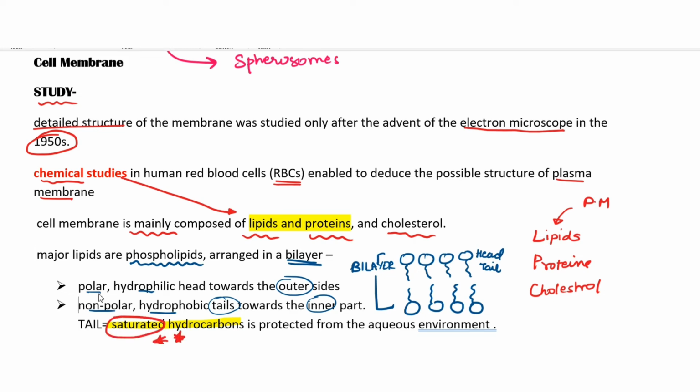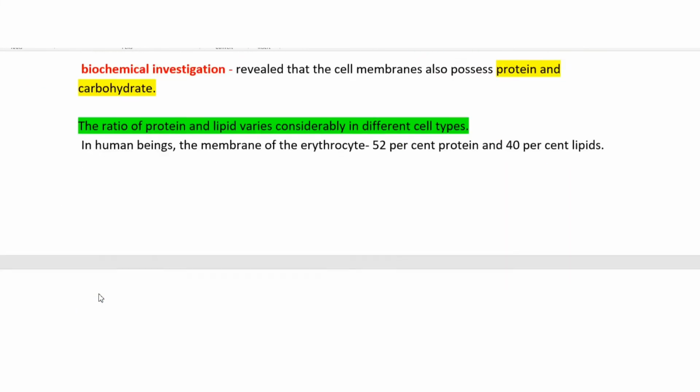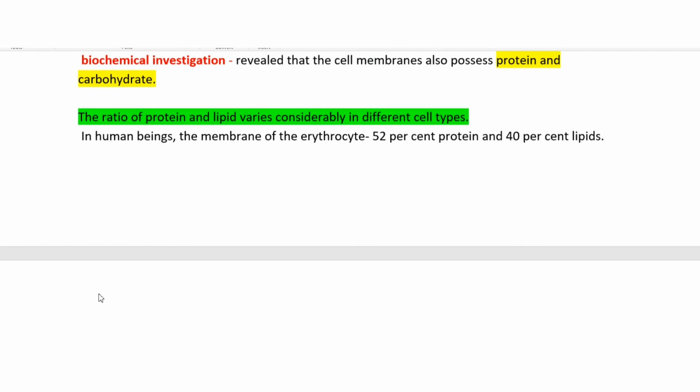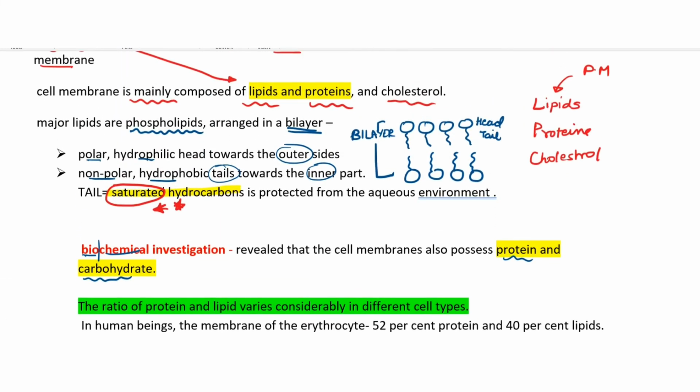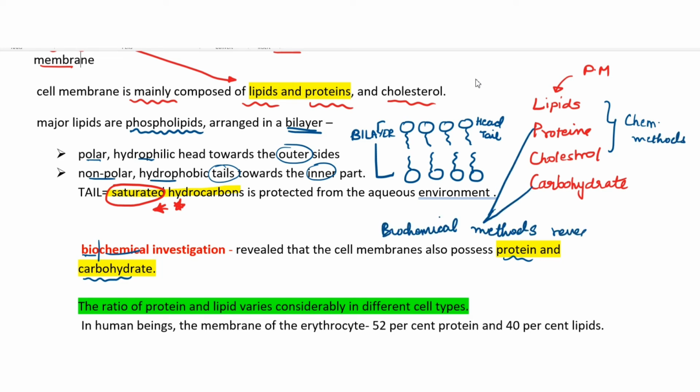Okay. Then, after chemical studies, biochemical investigations were done, and this revealed that cell membrane is also composed of protein and carbohydrate. So what is the cell membrane composed of? We saw lipids, proteins, cholesterol and carbohydrates. Lipids, protein, cholesterol were found from chemical methods, and proteins and carbohydrates were found from biochemical methods. This is what these methods revealed.